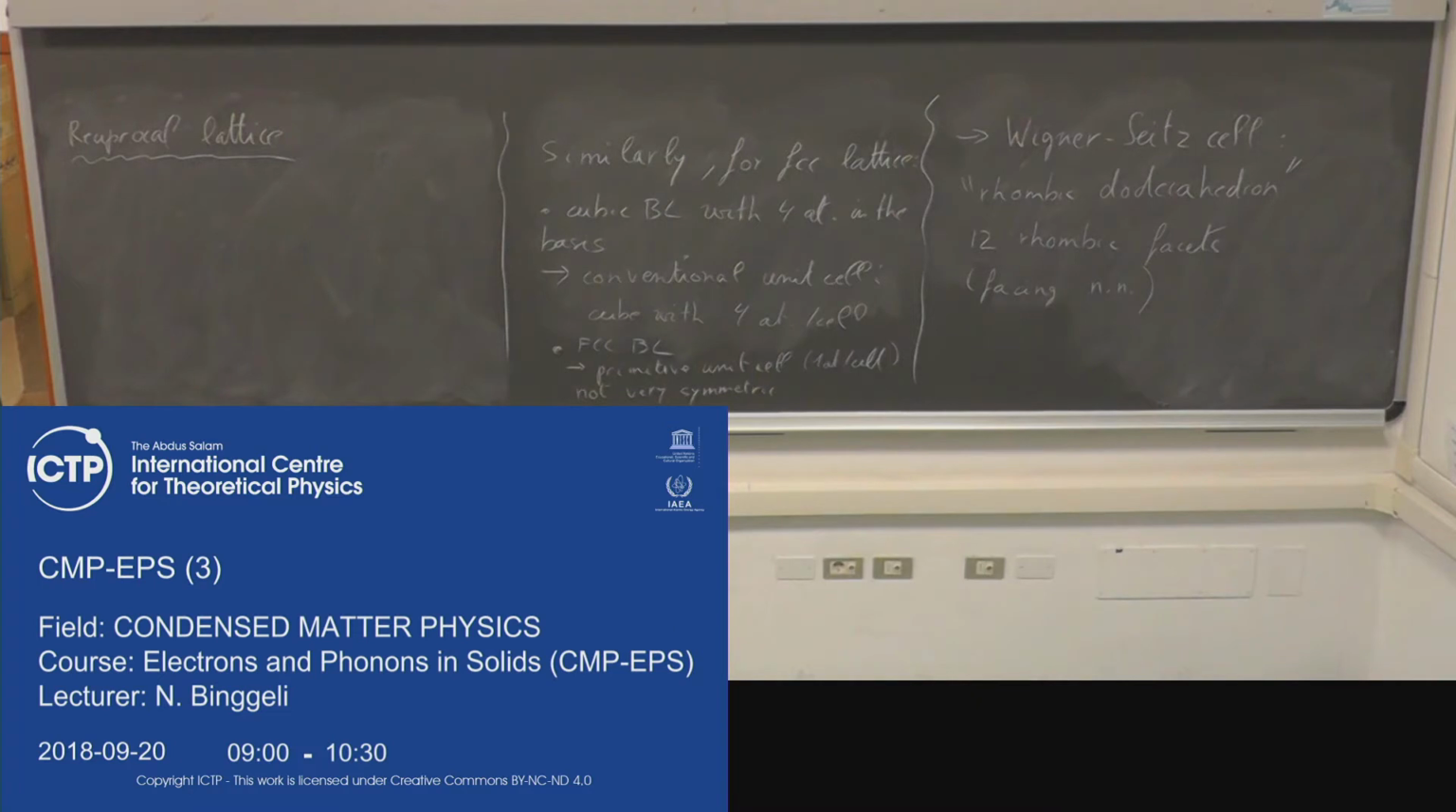Which is useful, for instance, in crystallography, where the reciprocal lattice vectors are the Bragg vectors. But also, as you will see, in solid-state physics, for the description of the Bloch state, we will use the Wigner-Seitz cell in the reciprocal space, which is the Brillouin zone. So this is also very important. So, okay, let's define the reciprocal lattice.